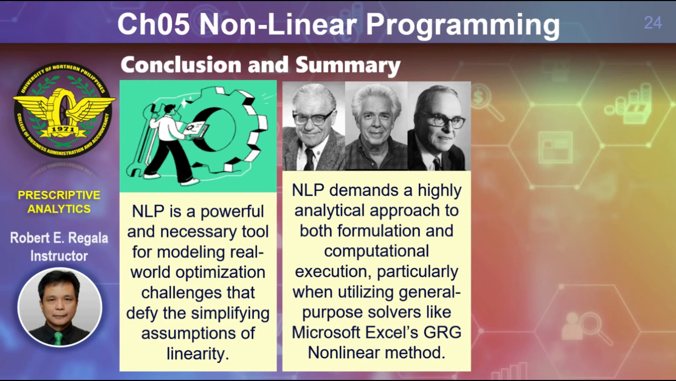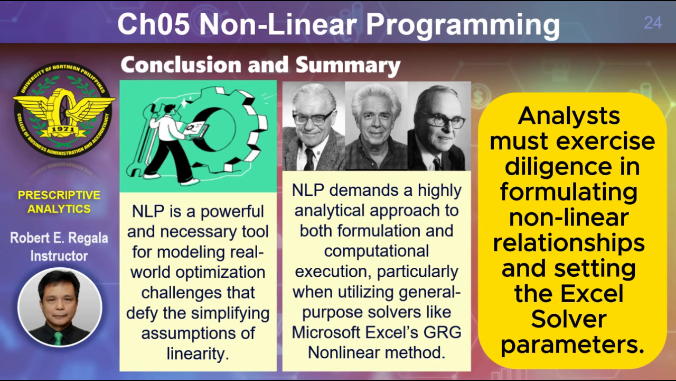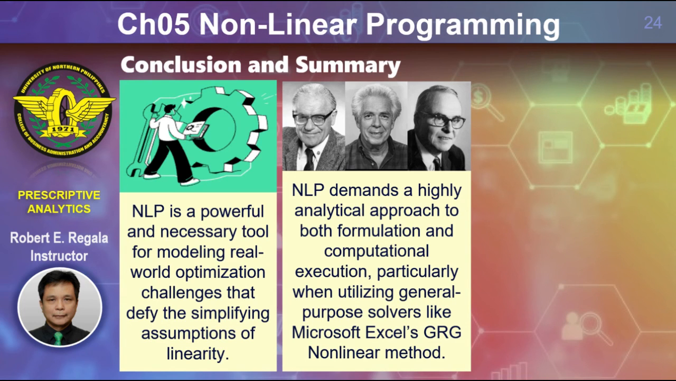However, for general non-convex NLP, computational output only reliably guarantees a locally optimal solution, making the starting point a critical input parameter that influences the final outcome. Analysts must therefore exercise diligence in formulating non-linear relationships in the spreadsheet model and in setting the Excel Solver parameters. Fine-tuning the convergence tolerance, moving below the default 10 to the negative fourth power, or 0.0001, is often required to ensure the algorithm thoroughly satisfies the KKT optimality conditions.